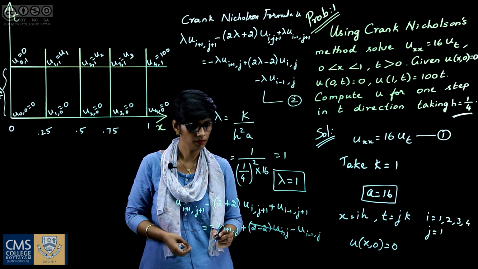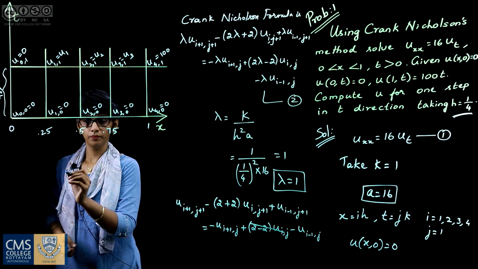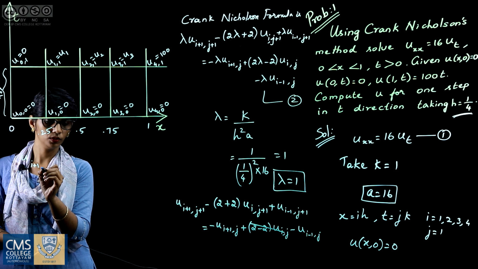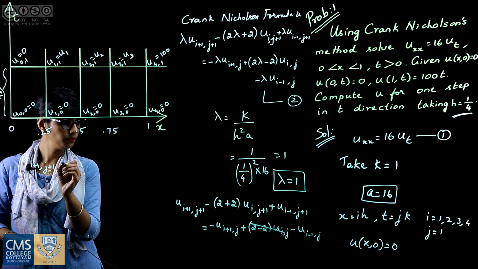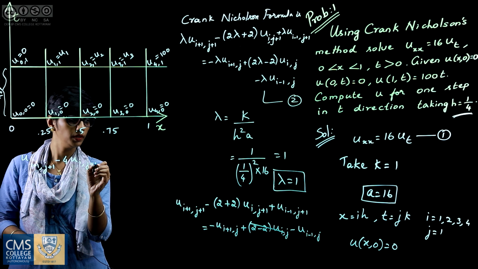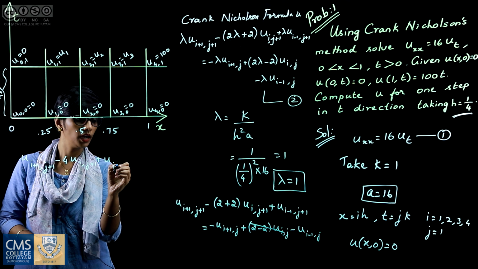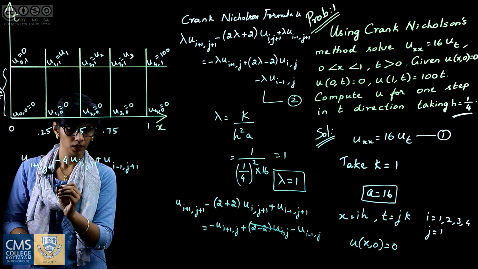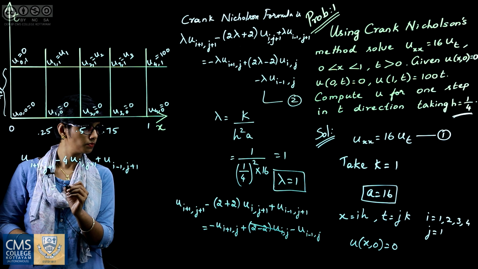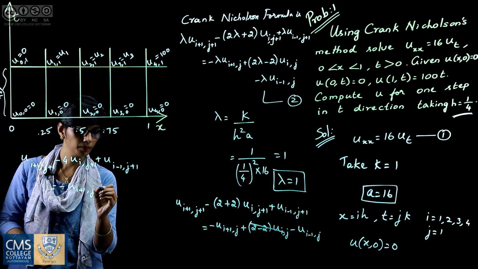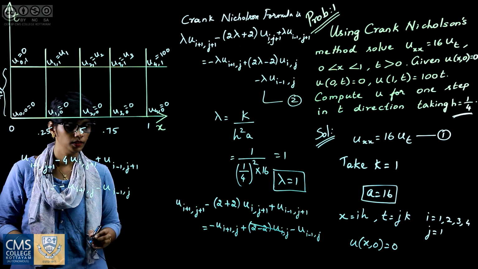So, this term gets cancelled. So, we get u of i+1, j+1 minus 4 u of i, j+1 plus u of i-1, j+1 is equal to minus u of i+1, j minus u of i-1, j.